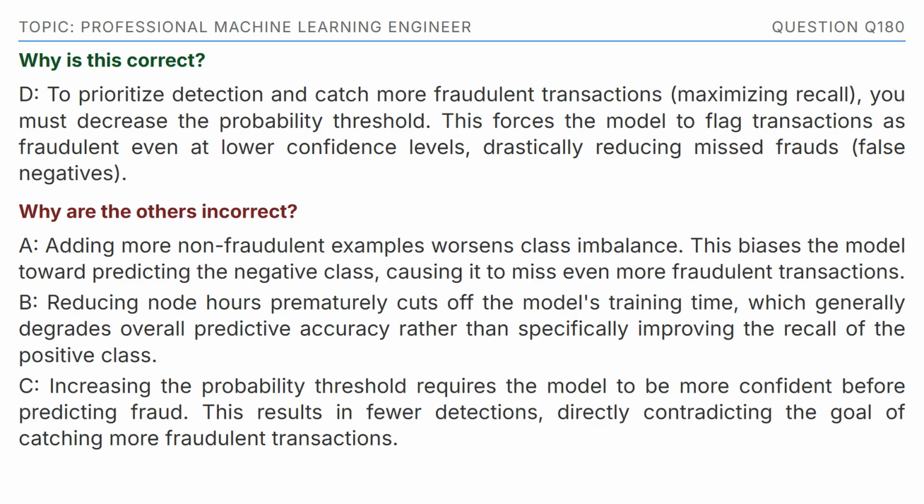C. Increasing the probability threshold requires the model to be more confident before predicting fraud. This results in fewer detections, directly contradicting the goal of catching more fraudulent transactions.